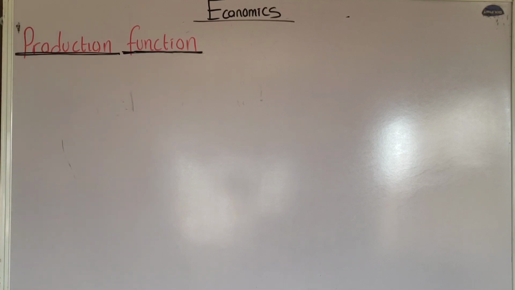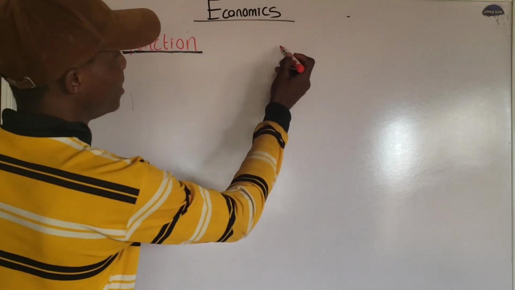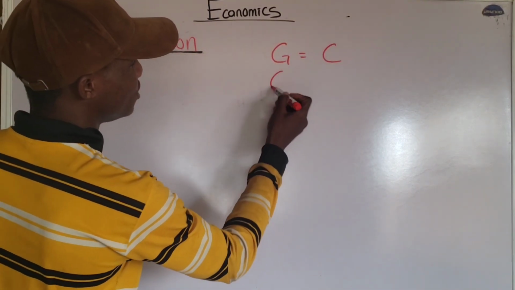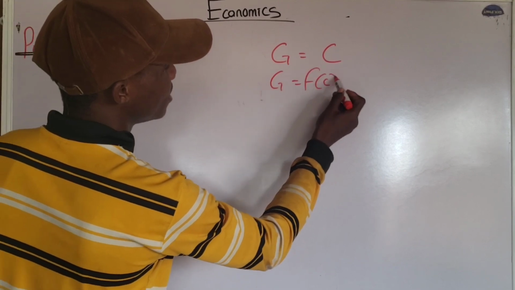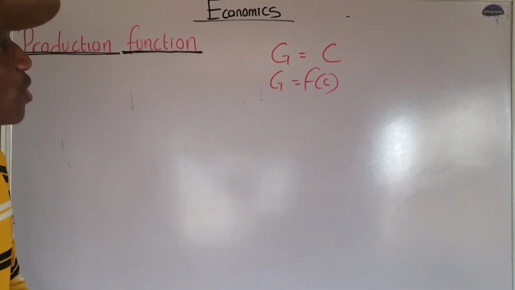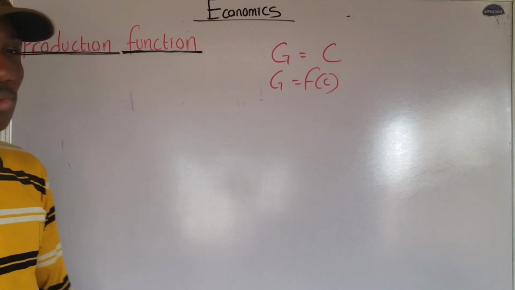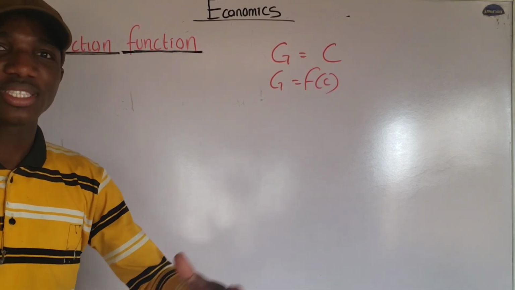Now, let's use an agricultural example. Let's say we want to produce gari. Before we can produce gari, we have to make use of cassava. That means that gari is dependent on cassava. That means that G is a function of C. In producing gari, we have to make use of cassava. Now, we cannot just use cassava. There are other things that we have to use.